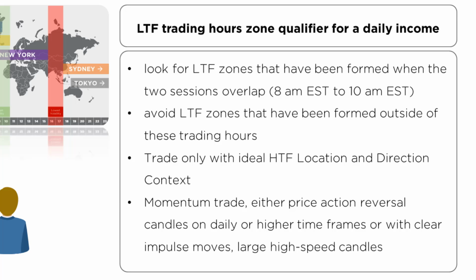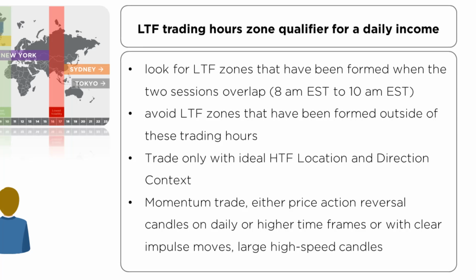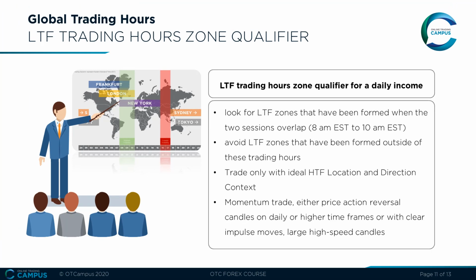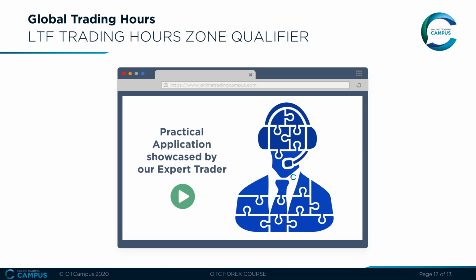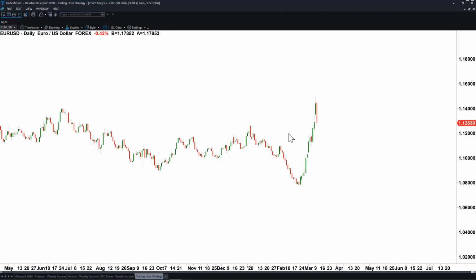Trade with the momentum, either price action reversal candles on daily or higher time frames, or with clear impulse, meaning large high-speed candles. So let us now do a little bit of a practical application to understand how a daily income trader may be using this as a daily tool. Let's look at this Euro USD example. Trust me, it is really amazing what is happening if you backtest this strategy.